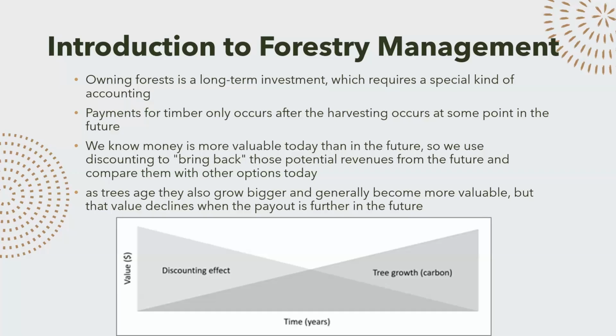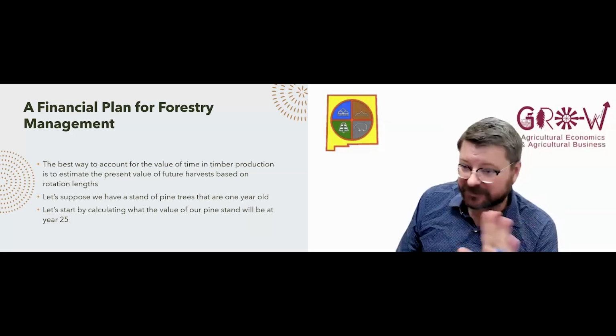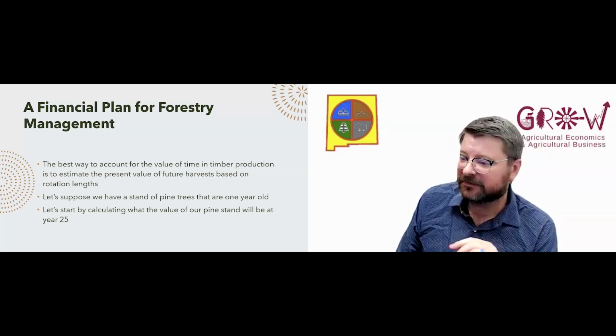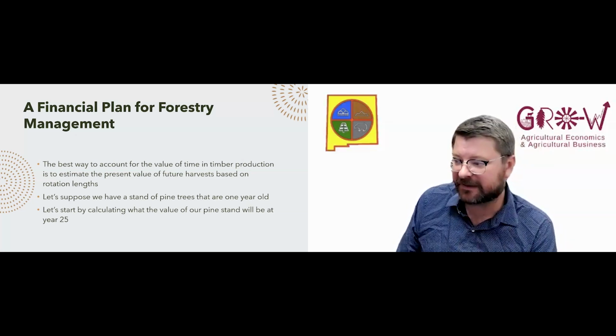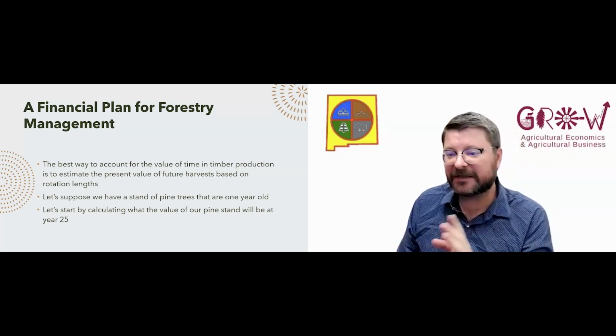So we have these two competing triangles here in this little graph: the discounting effect is dragging the value down over time as the harvest becomes further away from you in the future. But the value of that timber at the end, when you do harvest it, is going up as the trees age, up to a certain point, of course. The best way for us to do these comparisons is to estimate the present value of future harvest based on a rotation length.